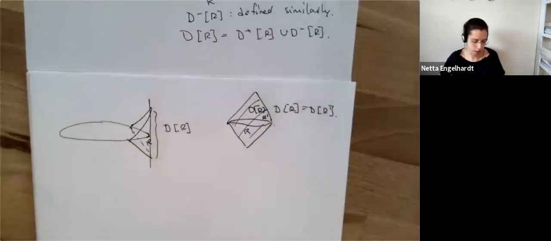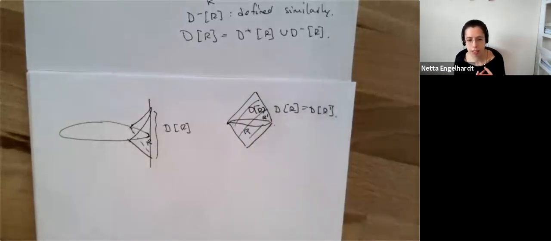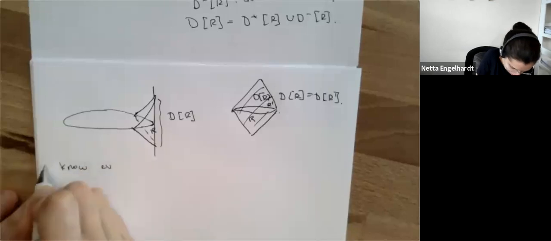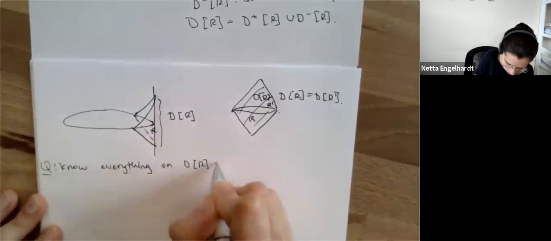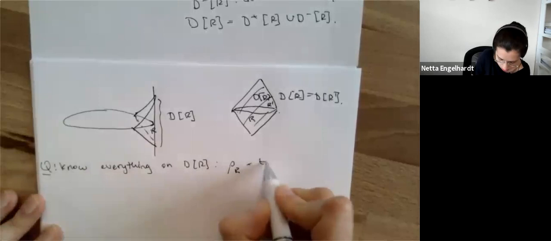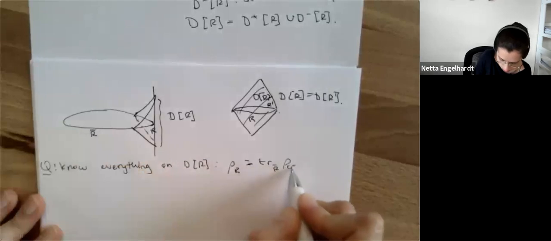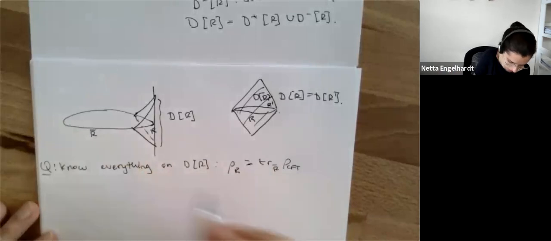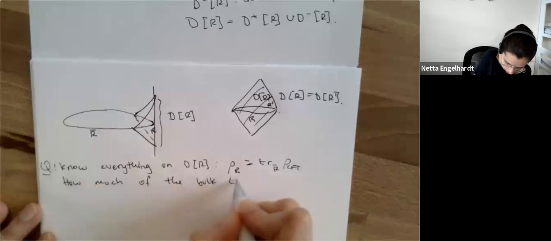Okay, so the question that we want to answer is, if we know all of the data on D of R, meaning we know the state rho R, the reduced density matrix on R, which is going to be given by the trace of the complement on some Cauchy slice of your CFT state, which can be pure or mixed, and you have access to all the operators that are localized to D of R, then how much of the bulk can we reconstruct?